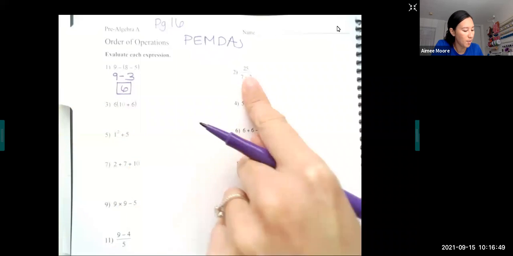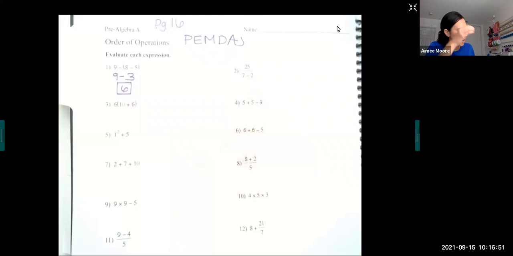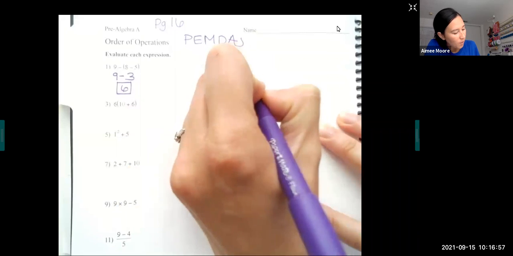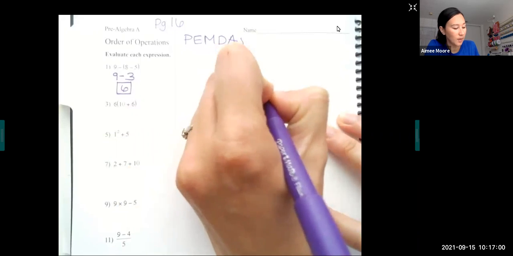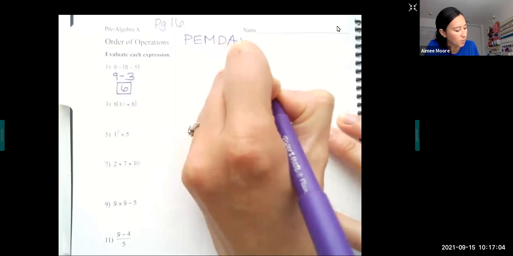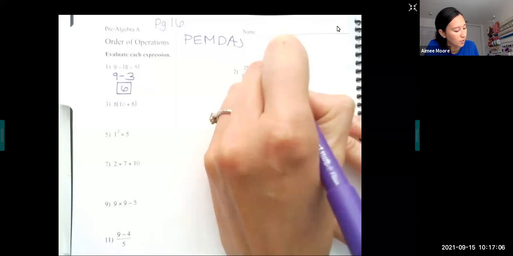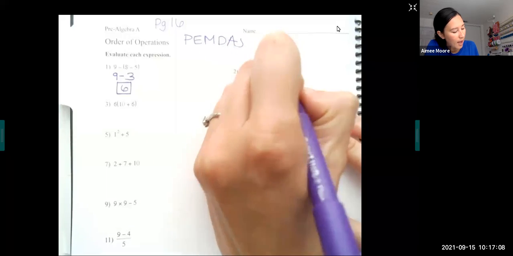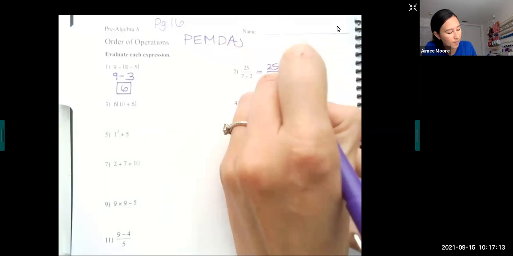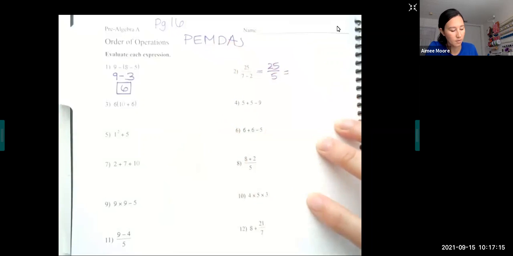Okay, and then for number 2, we have 25 divided by (7 minus 2). In this case, we can't really do the dividing first before the adding and subtracting. So we're going to have to do the 7 minus 2 first, which is 5. And then we have 25 divided by 5, which is 5, because 5 times 5 is 25.